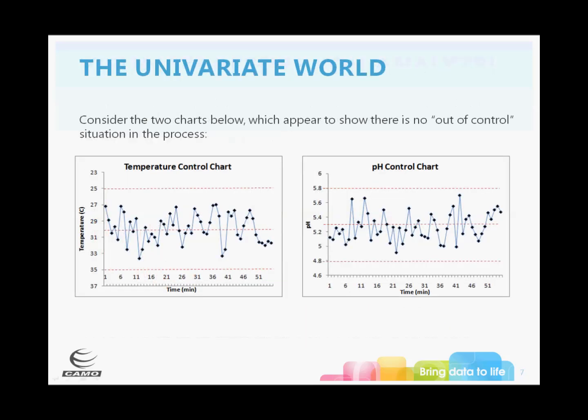One of the reasons for using multivariate analysis is that univariate methods are not well suited for multivariate data. Consider the two charts below, which appear to show there is no out of control situation, because all the observation points are within the univariate limits.